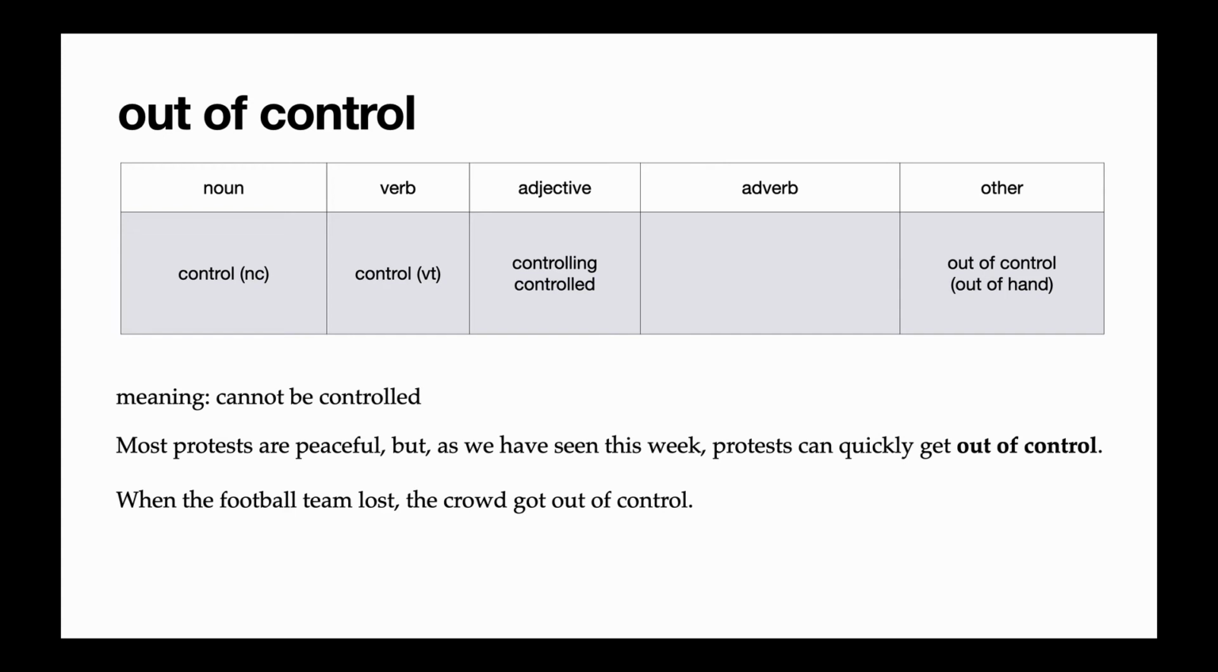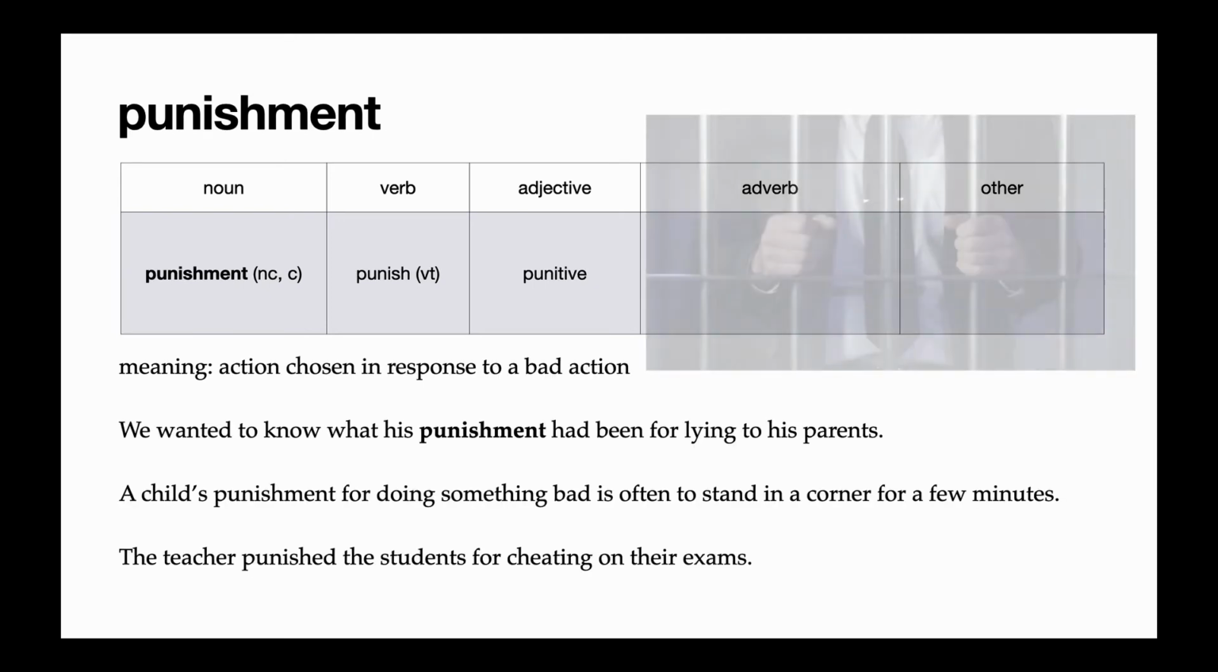Like this last sentence, when the football team lost, the crowd got out of control. But we can also use it to describe other things like work is really crazy right now and my schedule is out of control. Like it feels like you cannot control things. So we talk about our lives feeling out of control, like you have too many things to do.